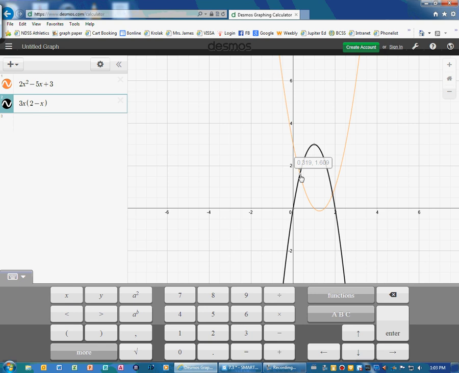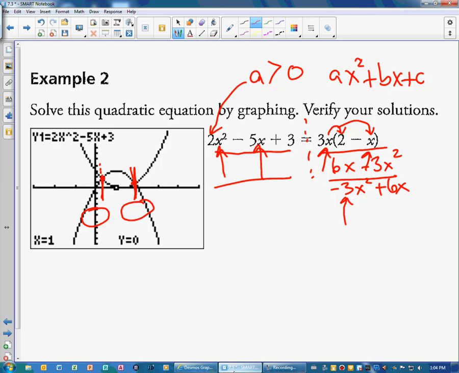0.319. And notice this is an ordered pair. They don't have brackets around it, but it means that the x is 0.319 and the y is 1.6. But I just care about the x. So the first value is 0.319. The other one is 1.881. So back to your booklet, my two values.